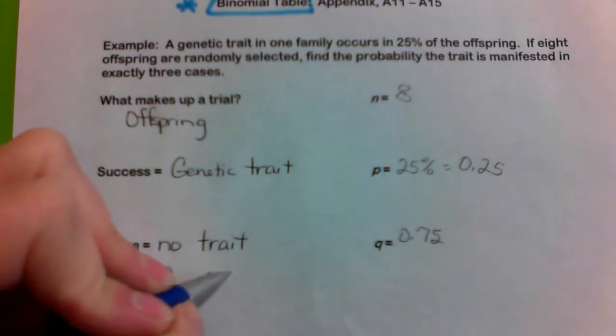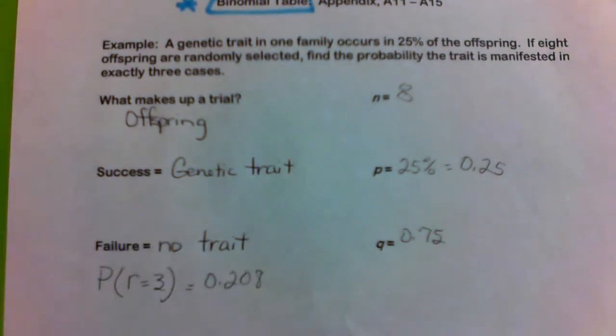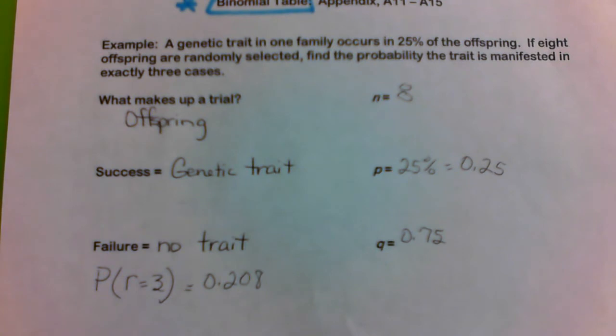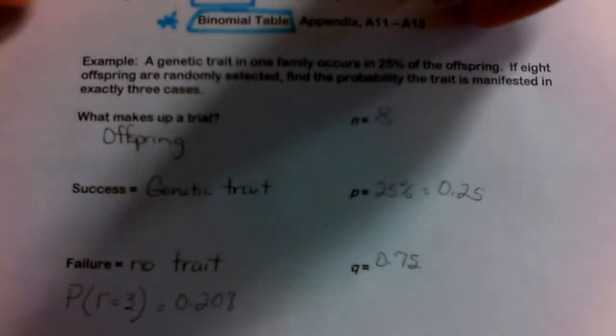So there is basically close to a 21% chance that of the next 8 babies, 3 of them will have this genetic trait. All right, we're going to do a few more examples that can be found in the book. So I'm going to be referring to a particular page and problem in the book.